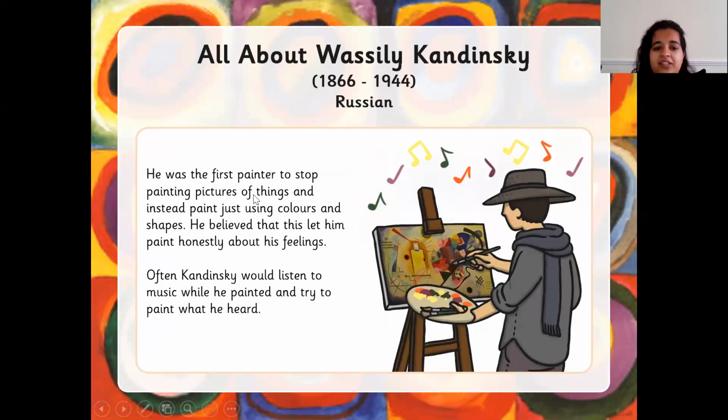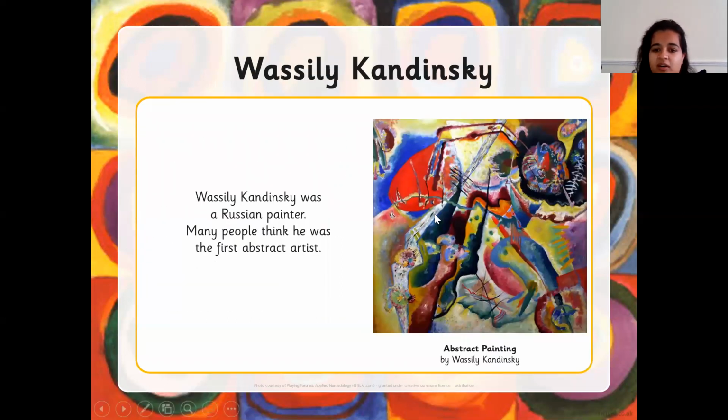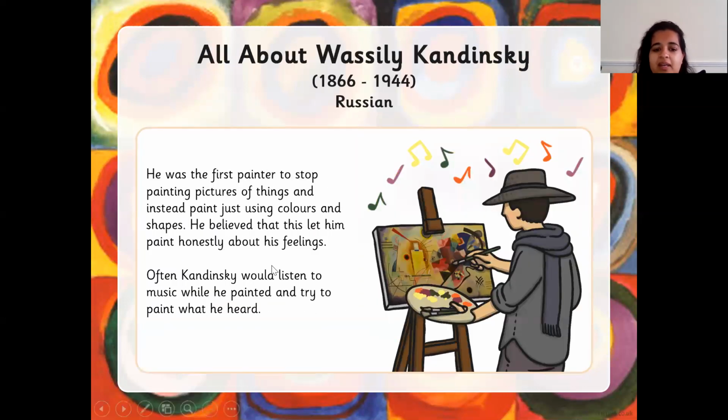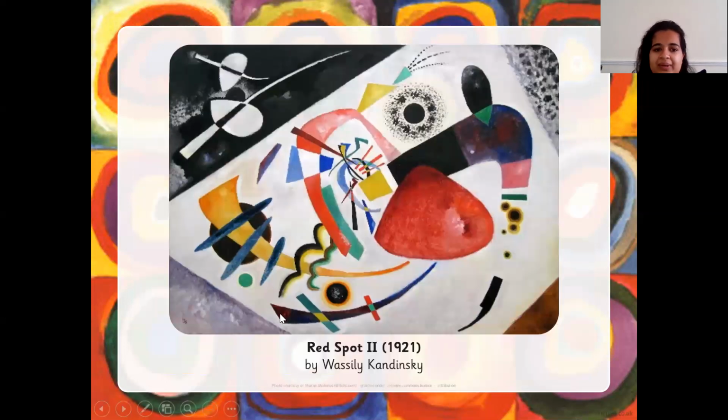He was the first painter to stop painting pictures of things, and instead, he painted just using colors and shapes. He believed that this let him paint honestly about his feelings. So, as I said, in abstract art, he's not really painted anything here. It is what you see, okay, what you make out of it. He's just put all these colors together to create a picture, and what you see is how you feel about the painting, okay? He would listen to music while he painted and try to paint what he heard.